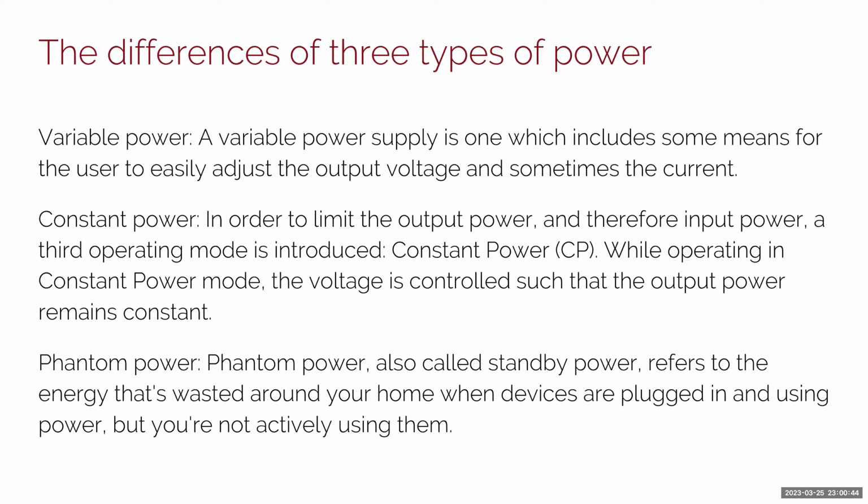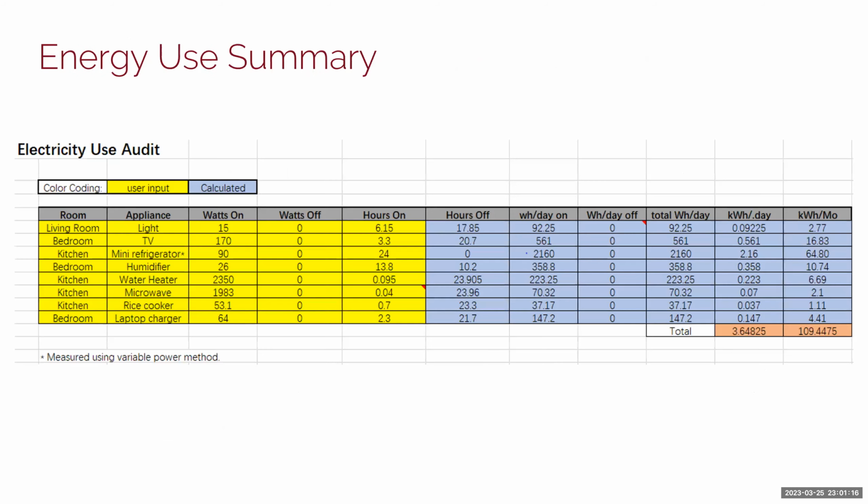For variable, it's easy to adjust and it's unstable. It's variable. For constant, it's controlled, so the output power remains constant. And for quantum power, it's counted because all the power is wasted. That's why it's called that name.